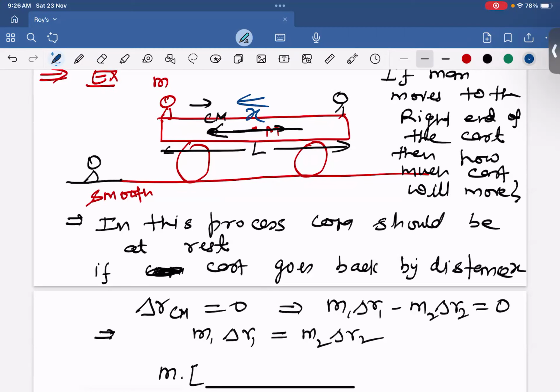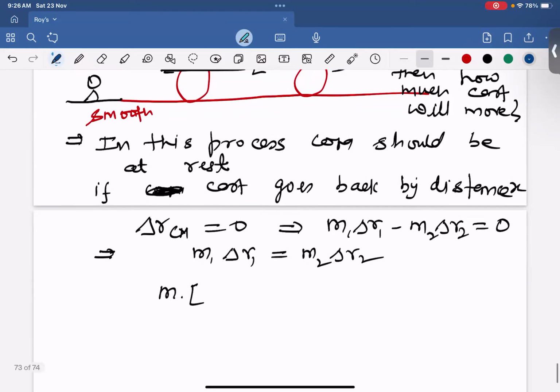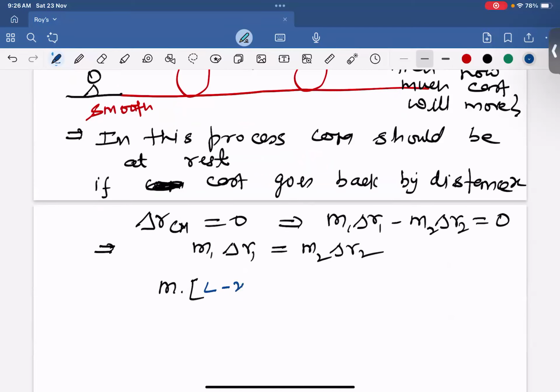Has he moved L minus X? Because L distance he is going towards the right and X distance is going towards the left. The man is going towards the right, not wrong. So can I use L minus X? Yes. So m(L minus X). And the boat is only moving towards the left on the ground, so I can use M into X. So m(L minus X) is equal to capital M into X.